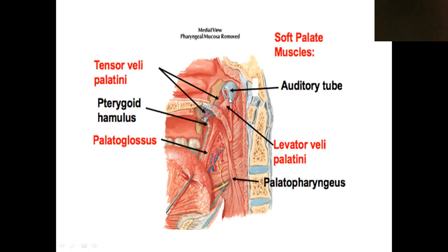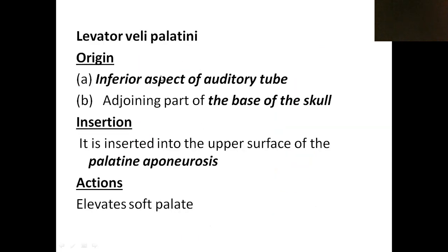So this muscle is arising from the inferior aspect of the auditory tube. From there it runs downward and reaches the soft palate. Okay, so that muscle, it is a tensor. So levator veli palatini arises from the inferior aspect of the auditory tube, and some fibers arise from the adjacent part of the base of the skull, inserted to the upper surface of the palatine aponeurosis.